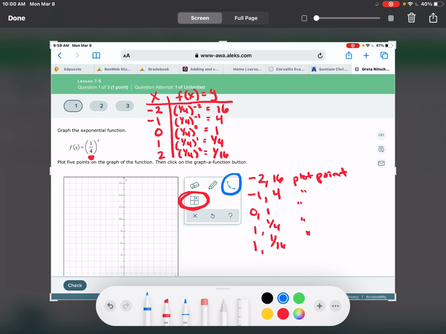If you have something that looks like this, that would be exponential decay. It starts big and comes down little, nice and smooth, then you've probably done it right and you can hit check. If you end up with something like this, something went wrong in your calculating of numbers and you need to go back and figure out what happened.